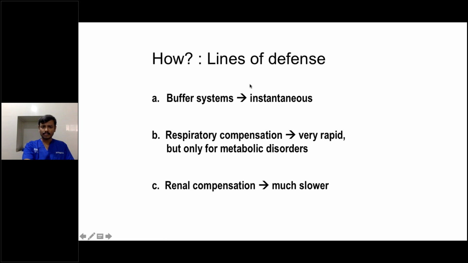That's called the buffer system, instantaneous one, and respiratory compensation is very rapid, but only for metabolic disorders. And renal compensation is slower, but is the one important system which ultimately maintains the pH near normal.